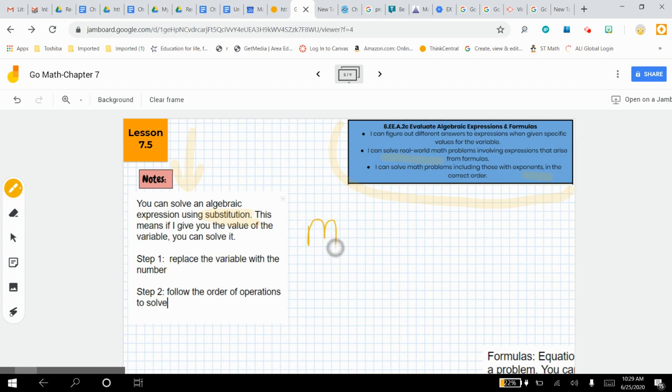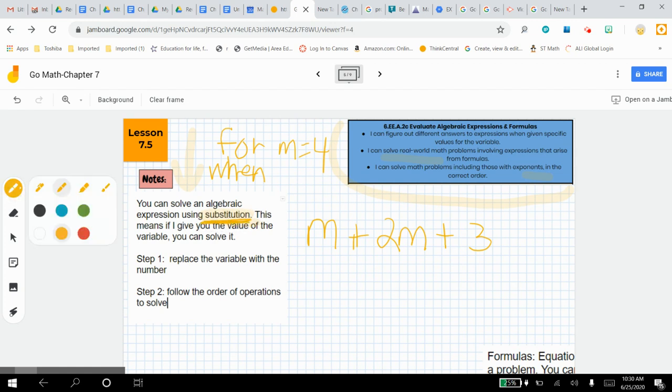I'm going to take m plus 2m plus 3. Okay, now what if I tell you that m is going to equal, let's say, 4. You might also see the words when m equals 4. Check out for those words right here. They're really key.